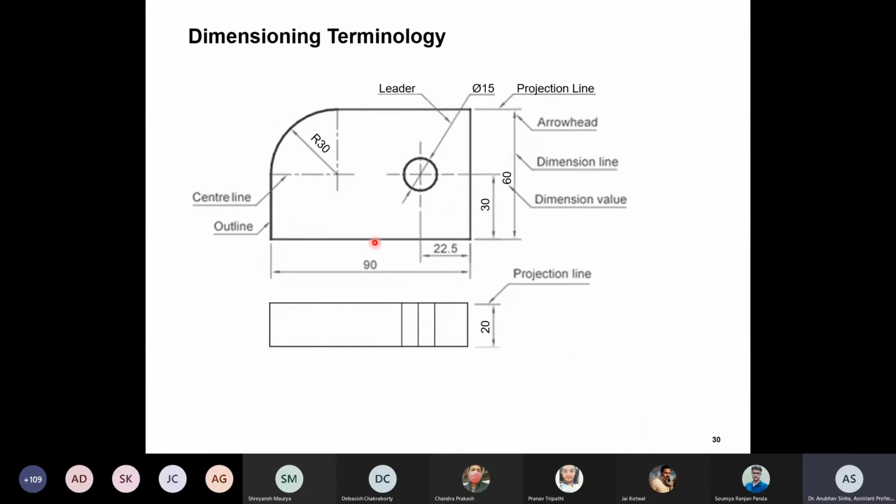So let us say this is an object you made. You want to show what is the radius of this curve. You want to show what is the diameter. So you will take it and write. This is the symbol for diameter. So diameter is 15. Generally the dimensions are mentioned in millimeters. So if nothing is written here, I'll say that it is 15 millimeter diameter. And then you write dimensions like this. You can also write it tilted at 90 degrees. Okay, so this is the dimension value and this is the dimension line and this is the projection line.